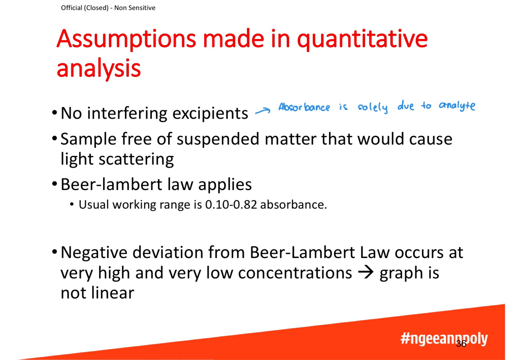Another assumption is that the Beer-Lambert law applies, meaning the absorbance is directly proportional to the concentration. The usual working range for quantitative analysis is between 0.1 to 0.8 absorbance. At very high and very low concentrations, negative deviation from the Beer-Lambert law occurs, meaning that the graph is not linear. Therefore, we try to avoid using either very high or very low concentrations.